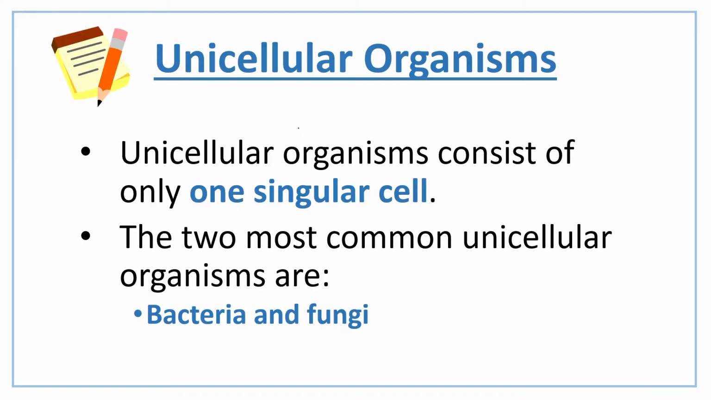So to begin with, a unicellular organism consists of one single cell. Uni means one, and cellular obviously means cell, so one cell. Uni, like a unicycle, has one wheel, so unicellular is one single cell. The two most common types of unicellular organisms are bacteria cells and fungal cells, so fungi, and they're the two that we're going to look at in this lesson.